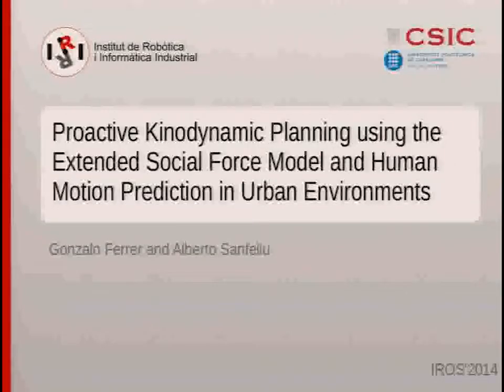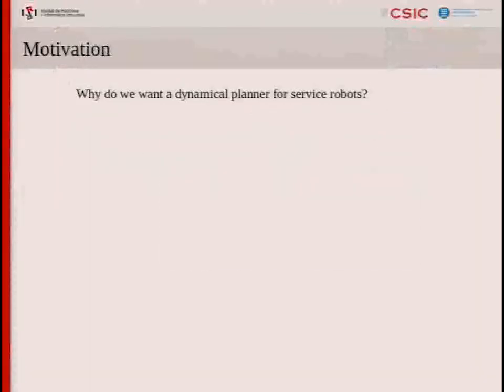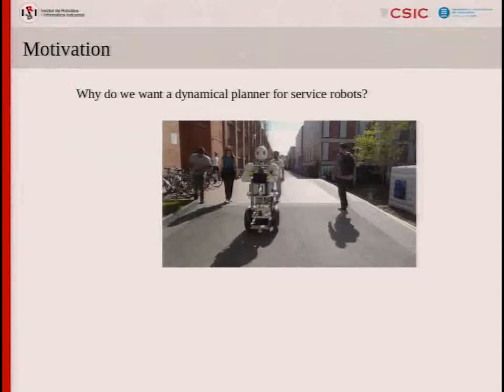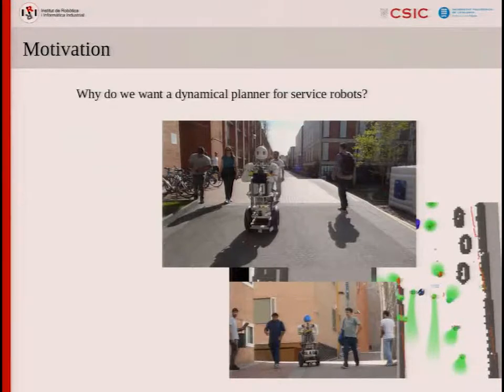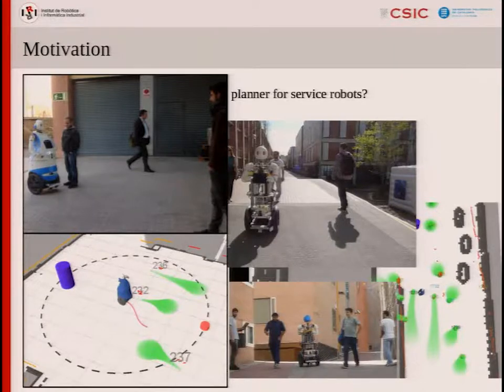Good morning, and thanks everyone for coming. My name is Gonzalo Ferrer, and I will talk about the work that I've been doing at the Institute of Robotics in Barcelona about robot navigation in urban environments. One of the objectives of our research line is to deploy robots in urban environments. It happens that people move and walk in these scenarios, and we have developed the tools to predict these trajectories. Now, what we want in this work is to integrate these prediction tools into a navigation scheme.